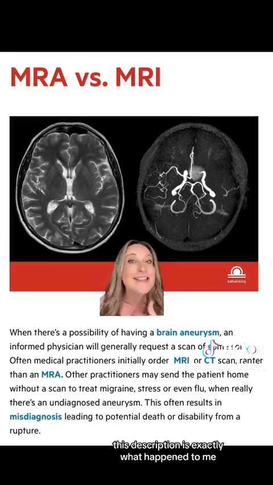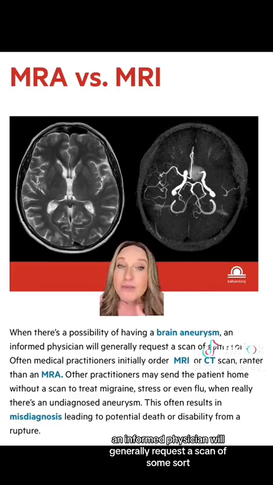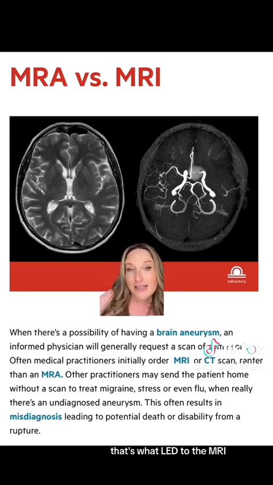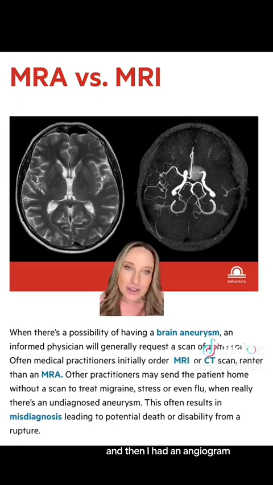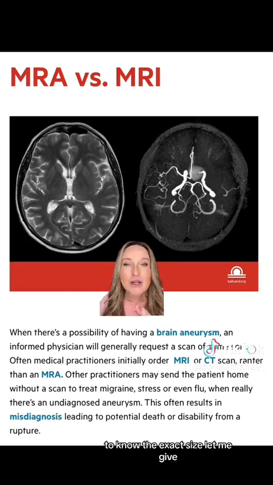This description is exactly what happened to me. It says, when there is a possibility of having a brain aneurysm, an informed physician will generally request a scan of some sort. So I first had a CT scan. That's what led to the MRI. And then I had an angiogram, which is a much more precise look at your brain to know the exact size. Let me give you that.